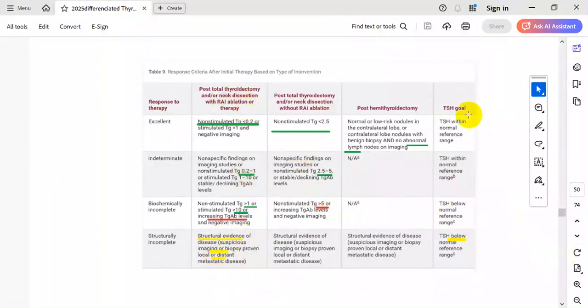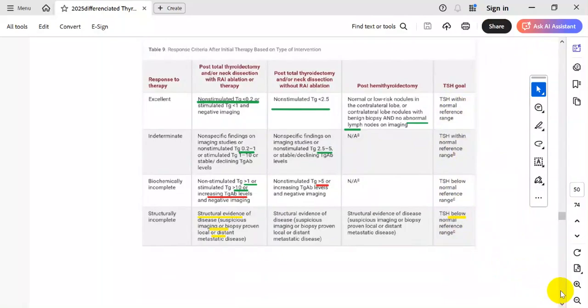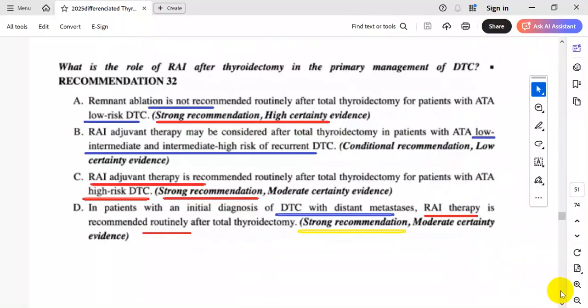This is the TSH goal after every response. So what is the role of radioiodine therapy after thyroidectomy in the primary management of DTC? Remnant ablation is not recommended routinely after total thyroidectomy for patients with low risk DTC. This is a strong recommendation.